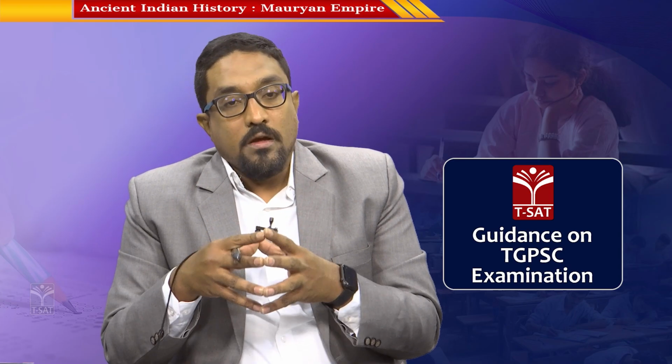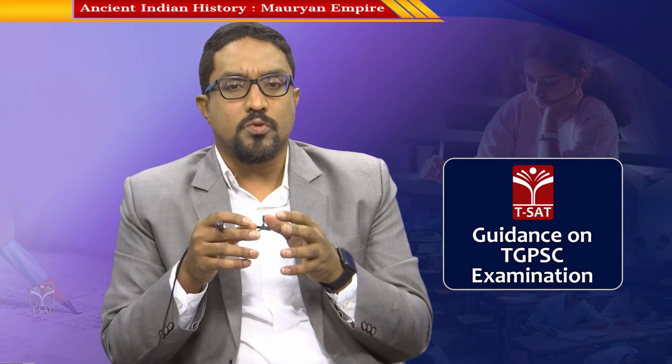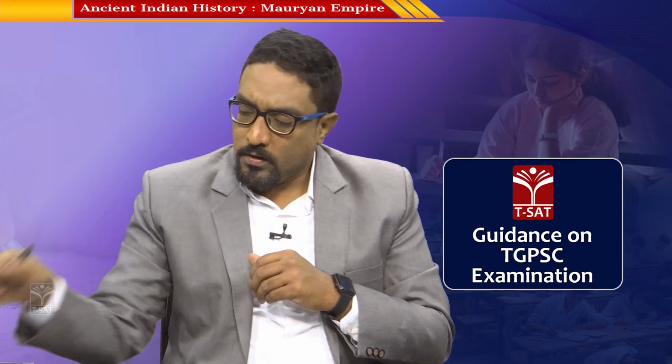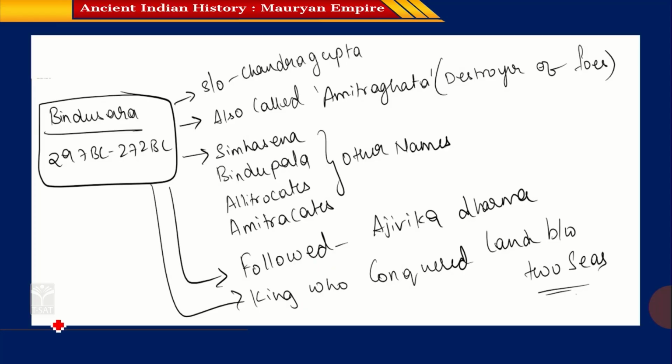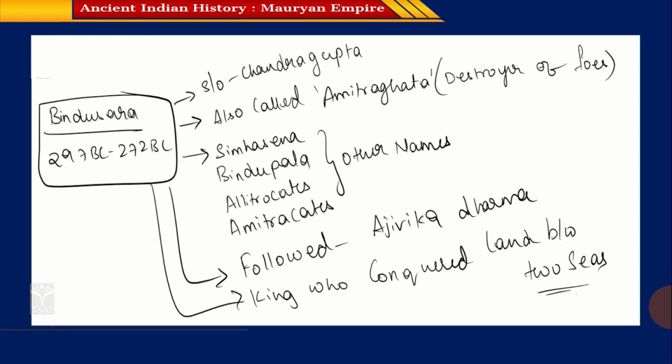Chandragupta Maurya's son, regarding whom this question is all about, is Bindusara. Bindusara ruled from 297 BC to 272 BC. He was the son of Chandragupta Maurya. He is also called Amitraghata, destroyer of foes, or the one who does not have any enemies.